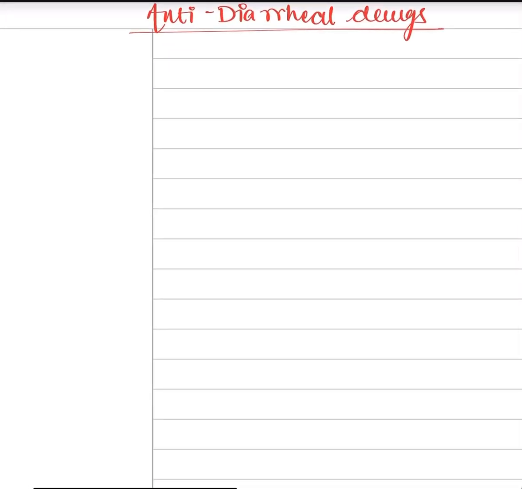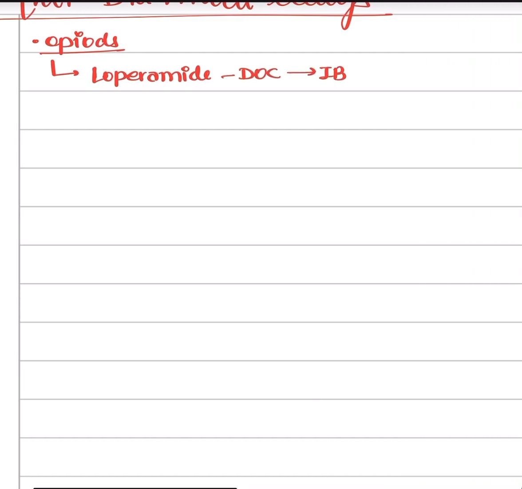Now let's study antidiarrheal drugs. So, what are the antidiarrheal drugs which we can use to treat diarrhea? First is opioids. In opioids, loperamide, which is a drug of choice for treating irritable bowel syndrome with diarrhea dominance.